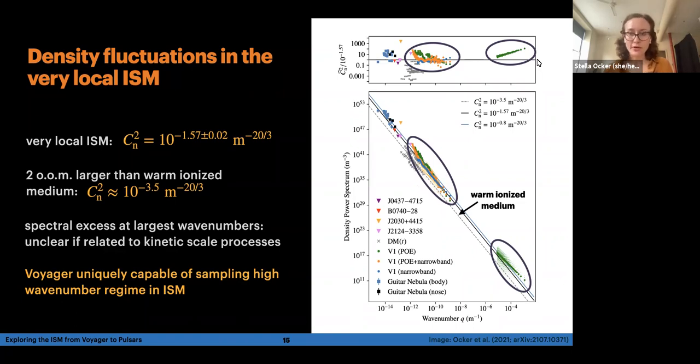So the exact origin of the spectral excess at these large wave numbers is still unclear, but it is highly interesting. And also it is very important to note that Voyager is currently uniquely capable of sampling this high wave number regime in the ISM. And so it is really critical that we continue to try to understand the behavior of the wave number spectrum at these large wave numbers probed by Voyager.